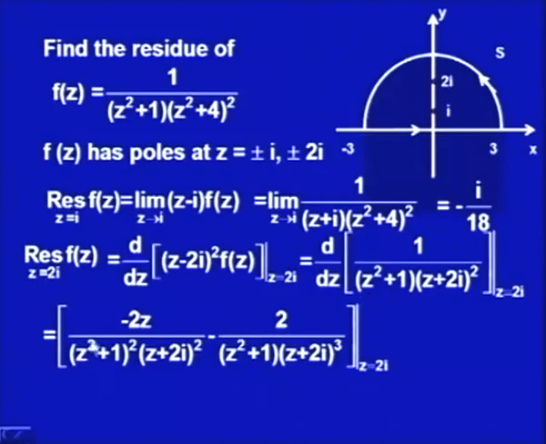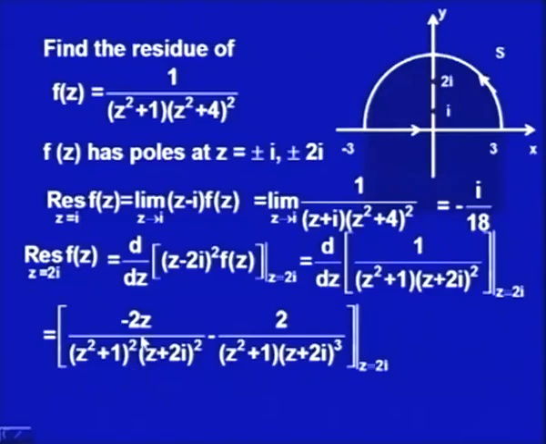Here we would get minus 2z upon z square plus 1 whole square into z plus 2I whole square as such. Then plus the first function into the derivative of the second function, because it is 1 upon z plus 2I whole square, it would be minus 2 upon z plus 2I whole cube. So, we do get minus 2 upon z plus 2I whole cube, and the first function 1 upon z square plus 1 as such. Now, evaluate it at z is equal to 2I.